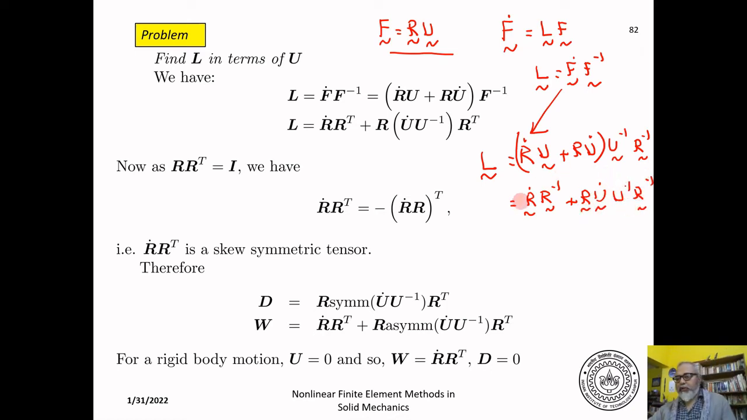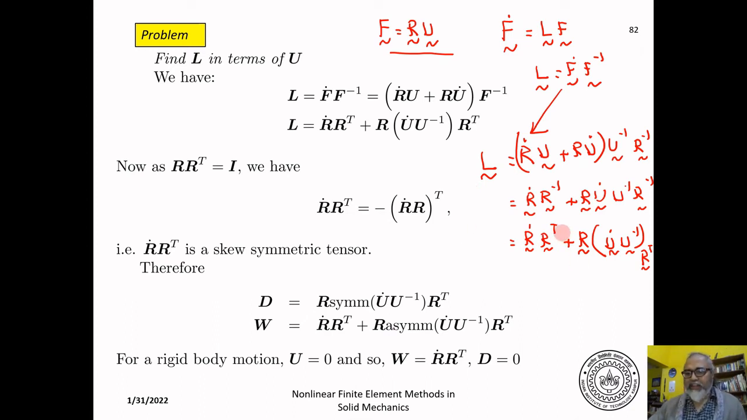Remember, R is proper orthogonal. It's a rotation tensor. So this is R dot R transpose, since the inverse is the same as the transpose, plus R U dot U inverse R transpose. So this is your L.